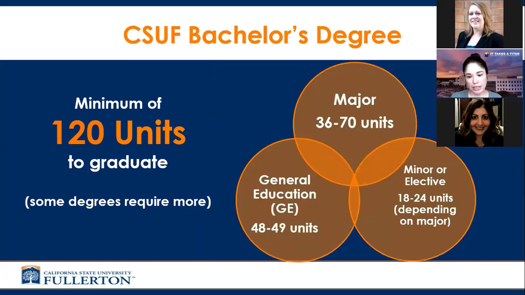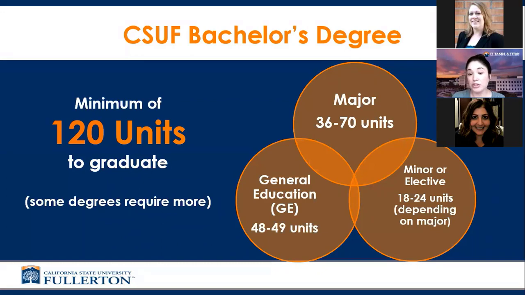This next slide breaks down how we get to this 120 units to graduation a little bit further. So we'll start with that bottom bubble here in the corner. For general education, you complete about 48 to 49 units, and this is what you have completed at your community college. You have completed a majority of your GE units there. You still have some upper division GE units to complete, but for the most part, you've completed general ed units.